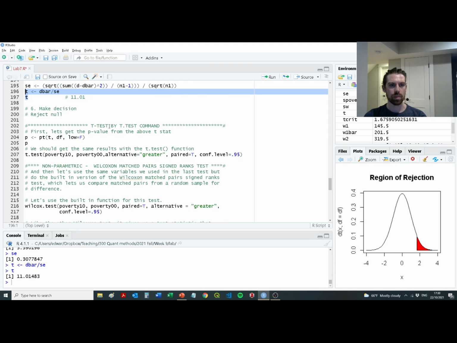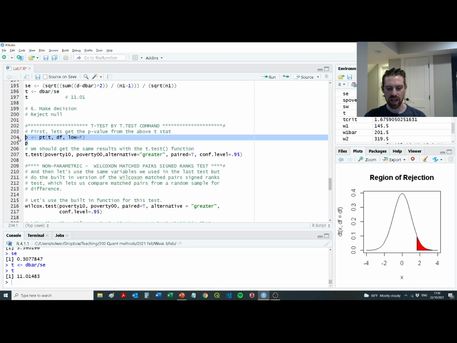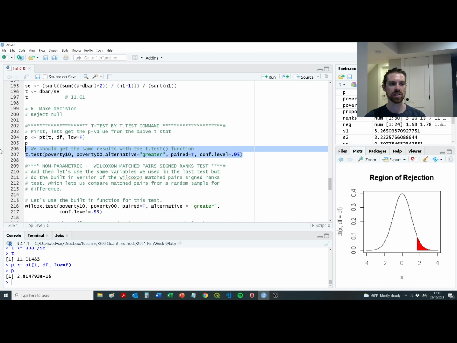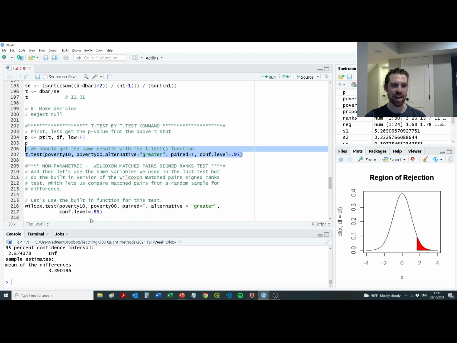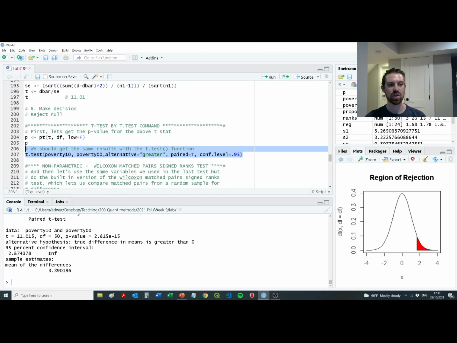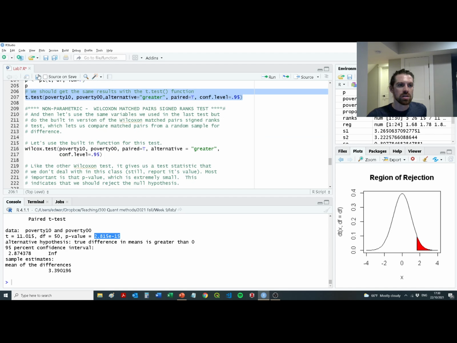So what we're able to do is test that p-value. We give it the t-value that we got, and we get a p-value of 2.81 to the minus 15. So it's highly, highly significant. We're also able to test using the inbuilt t-test function for this paired t-test, and we get a t-value again of 11.015, which is very similar to what we obtained before, and then we get this tiny p-value of 2.815 to the minus 15.